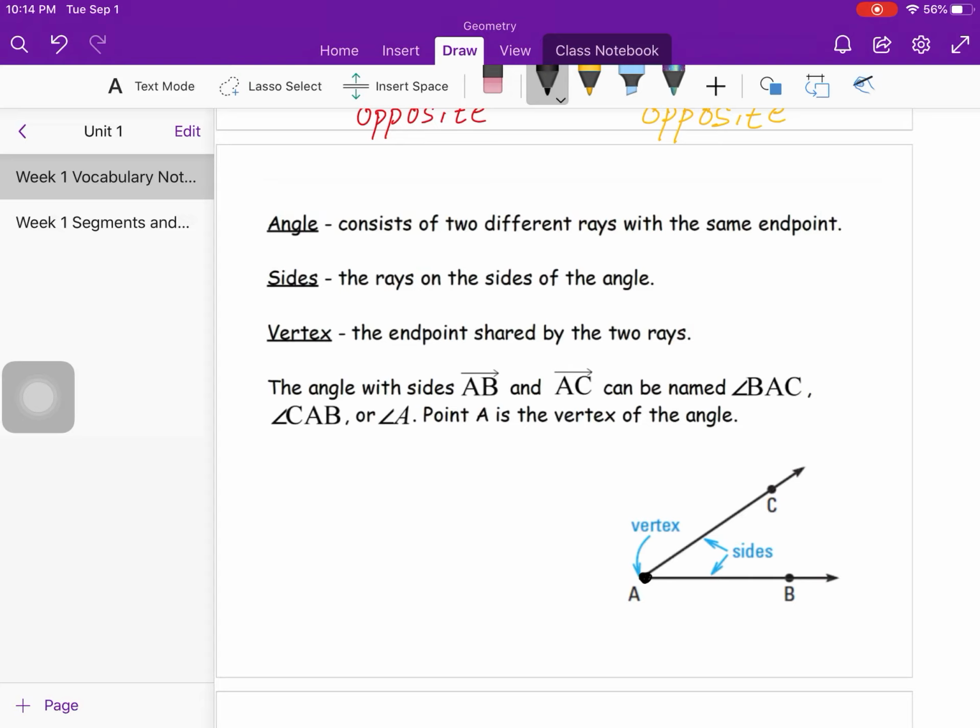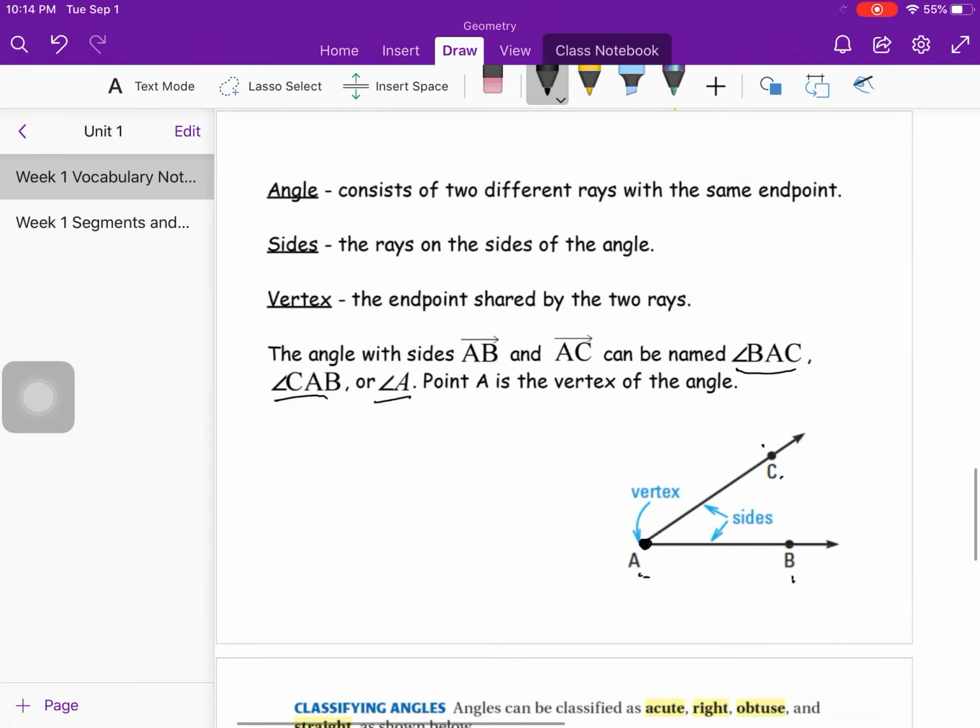So the angle with sides AB and AC can be named angle BAC, or CAB, because we can go in the opposite direction. Or you can just call it angle A, because that's the vertex. Point A is the vertex, so you can use any of those three to notate it. This is something we'll practice and practice and practice. You'll get more comfortable with naming a lot of this stuff, so don't panic too much.